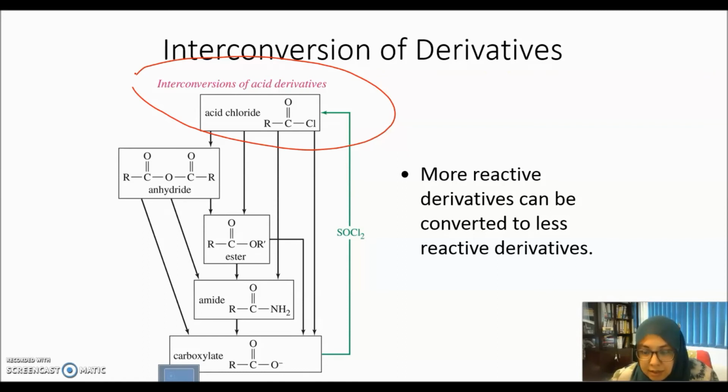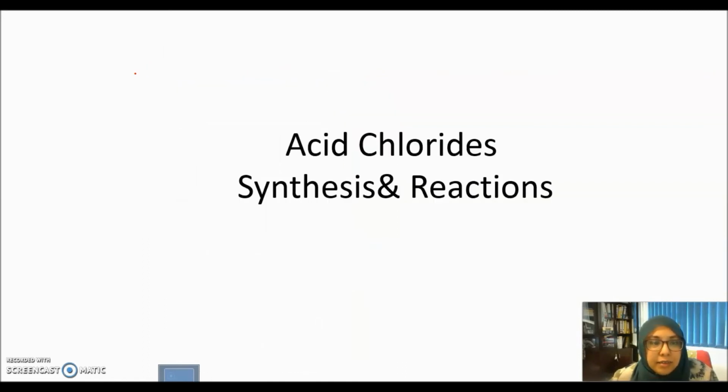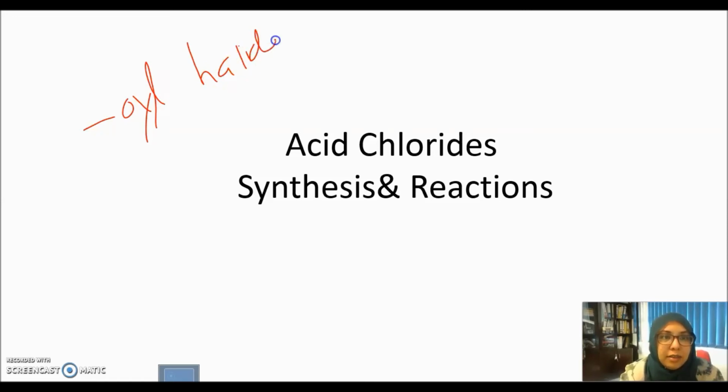Okay, so acid chloride synthesis and reactions. We have seen the naming. Remember, for acid chloride, the name will end with oyl halide. Usually, in this case, it is oyl chloride.